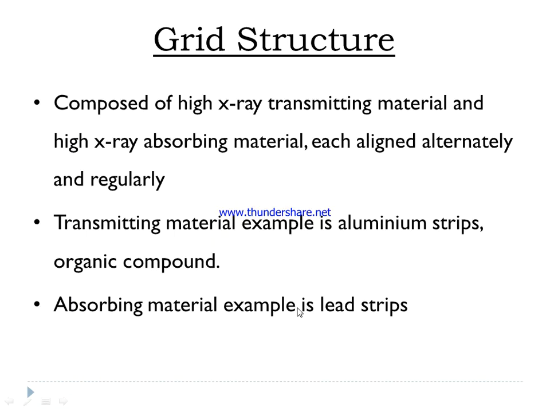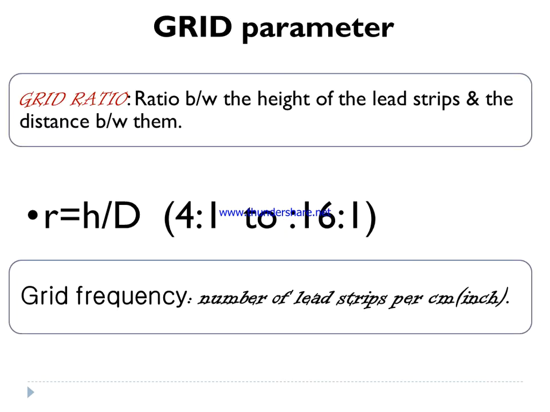A grid is mainly composed of a high X-ray transmitting material and an absorbing material, which are aligned alternately and regularly. Examples of transmitting material are aluminum strips and organic compounds. Examples of absorbing material are lead. For transmitting material we use organic compounds or aluminum strips, and for absorbing material we use lead strips.